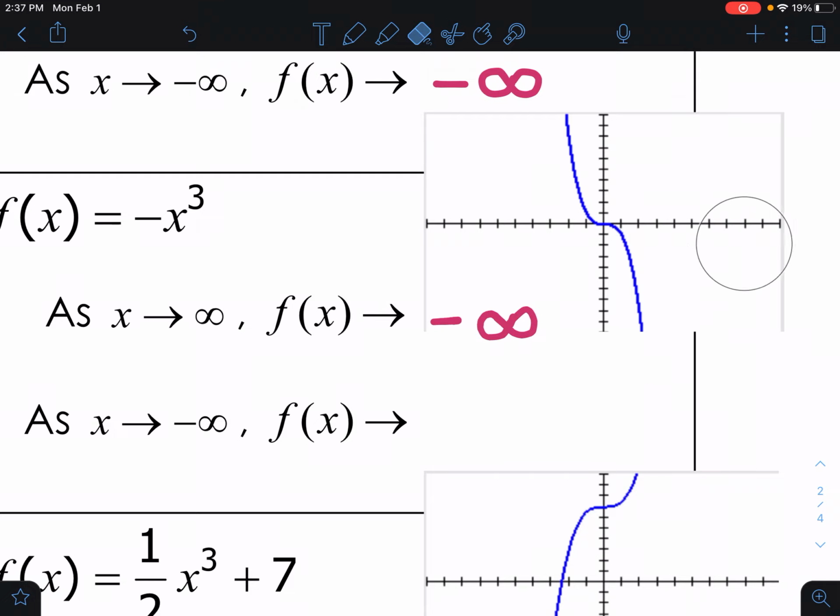And then as we go this way, what happens? It's going up. So f of x, or y, is going towards positive infinity. All right.